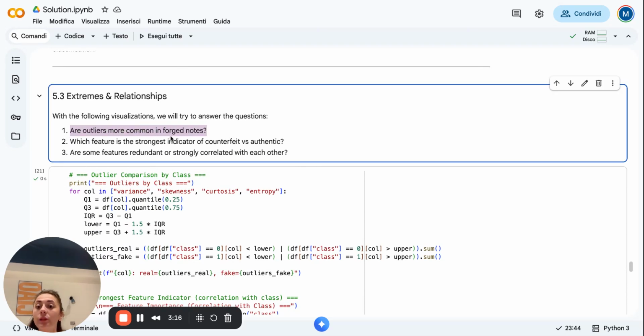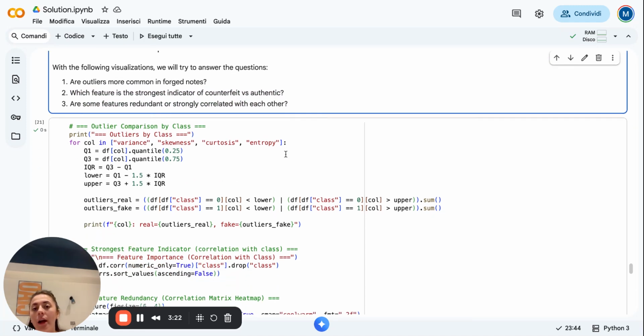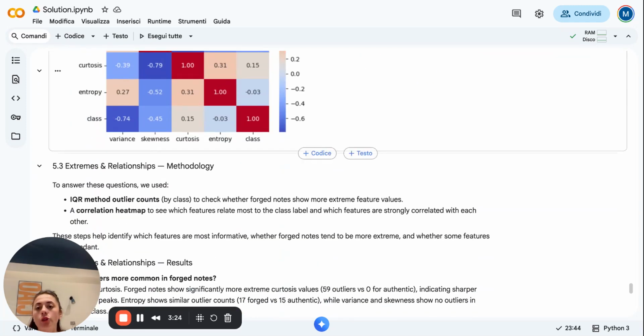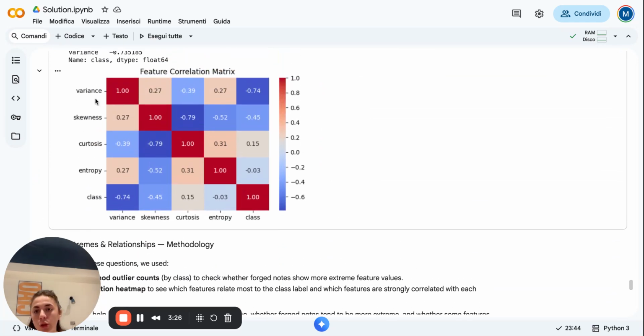And then there was the third part, the one in which I think I asked the most important questions. For example, are outliers more common in forged notes? Which feature is the strongest indicator of counterfeit or authentic? So I did that, and I got a table here with all the possible combinations of all the classes and the features. Here we have the strongest correlation. Here we have the weakest.